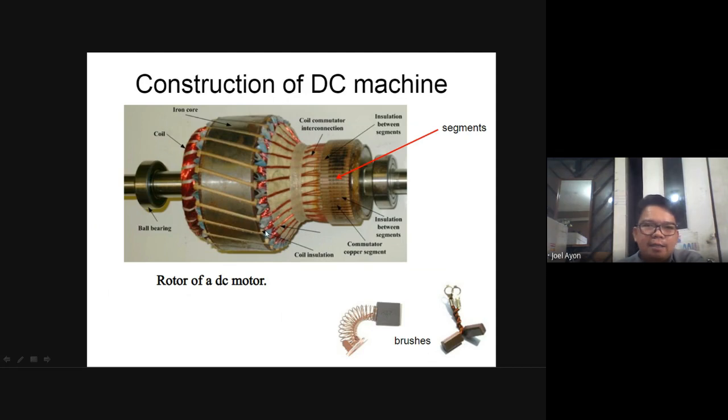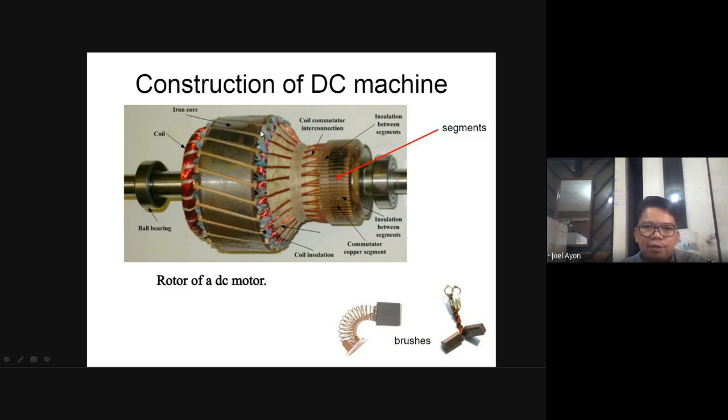I'd like to show this one so that you can see and understand what the parts of the armature are. The armature has bearings at both ends of the shaft, of course, as motors always have. Ball bearings at both ends. And this one is the coil. Then we have the iron core.